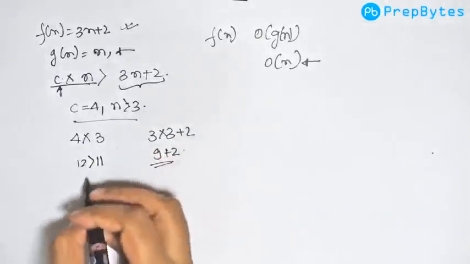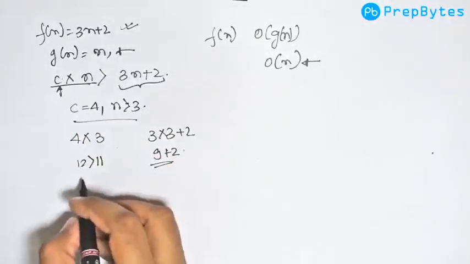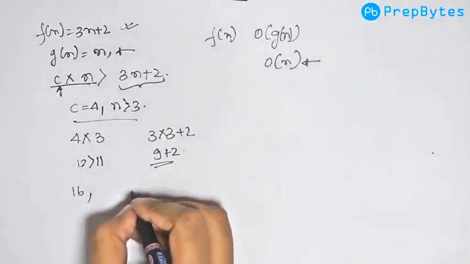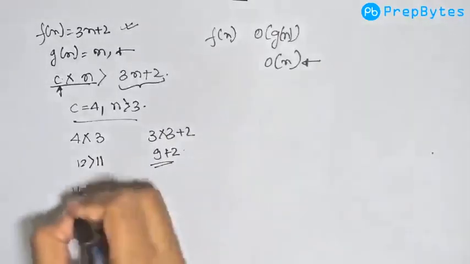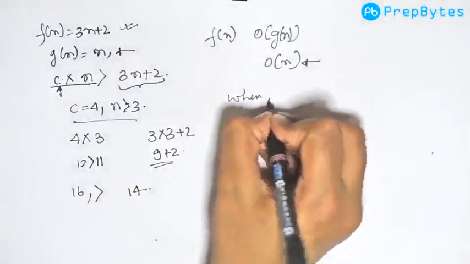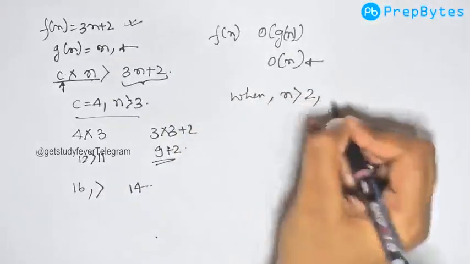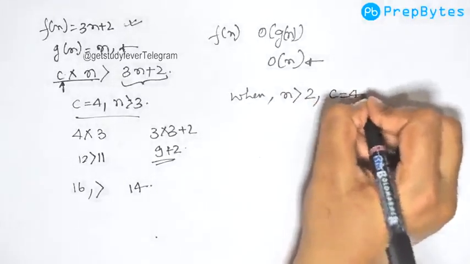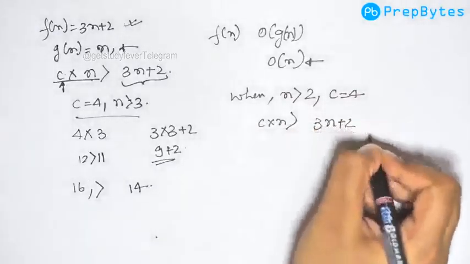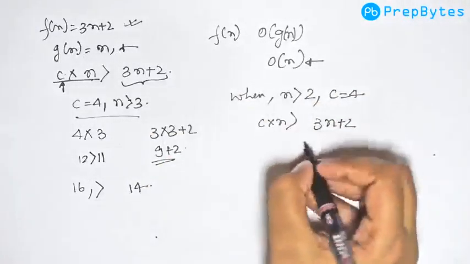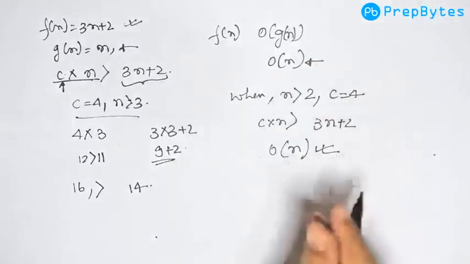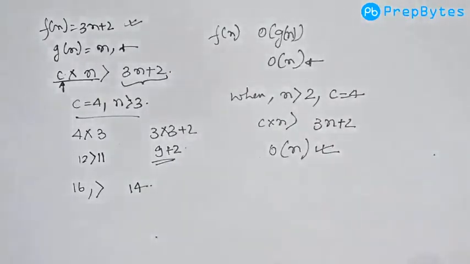Now let's put n is equal to 4. So we have c into n, 4 into 4, 16. And 3n plus 2 is 3 into 4, 12, plus 2, 14. So we say that 16 is greater than 14. So we can say that when n is greater than 2 and c is equal to 4, c into n will always be greater than 3n plus 2. So this holds true. Hence we can represent f(n) as O of n. This is about big O time complexity.